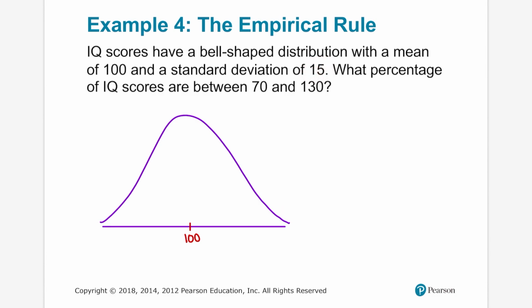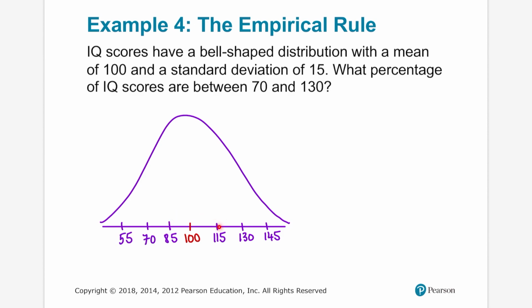So to get to 1 standard deviation above, I take 100 plus 15. To get to 2 standard deviations above, I take 100 plus 15 plus another 15. And then plus another 15 to get to 3 standard deviations above. And then to get to 1 standard deviation below, I take 100 minus 15, minus another 15.